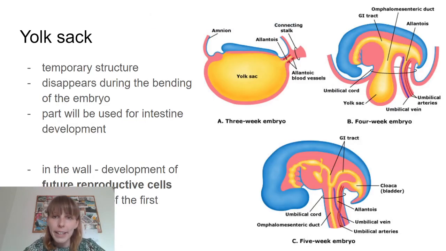So the yolk sac is another structure that's a temporary one, meaning it will disappear during the whole process of formation of the embryo. So part of it will be used for the development of intestine, but otherwise it will just degenerate and disappear. So at the 3-week-old embryo that we can see here, we have amnion and allantois, which we haven't mentioned yet, and we have the yolk sac here.